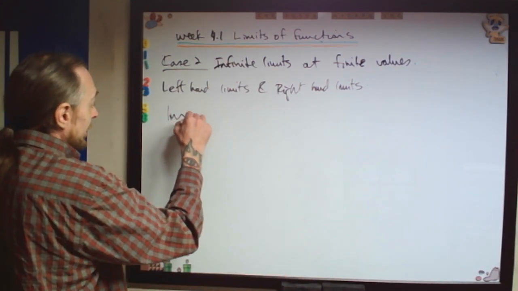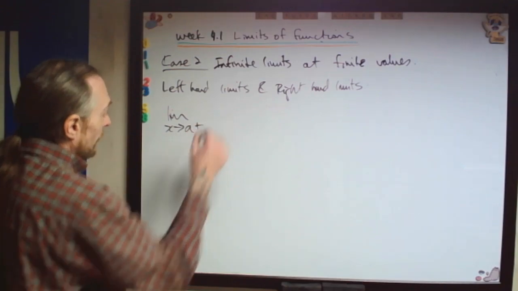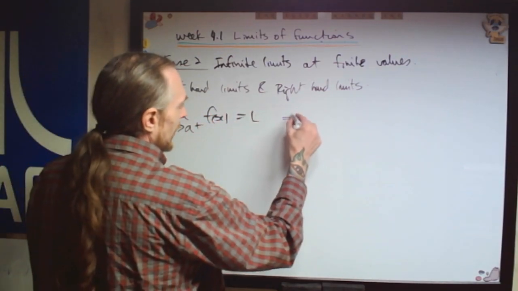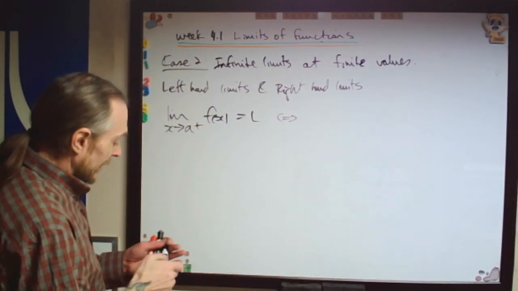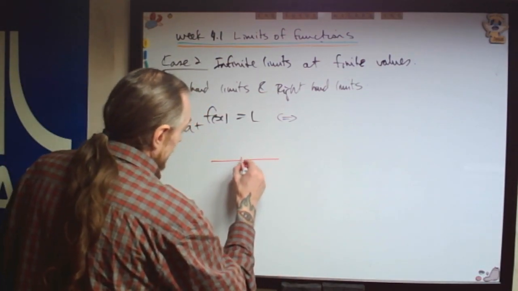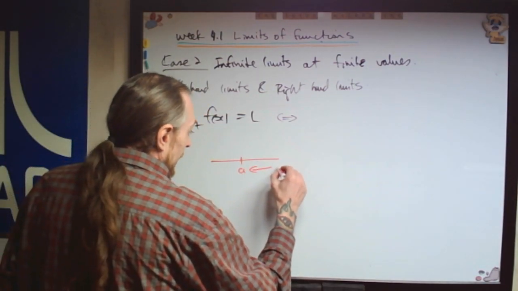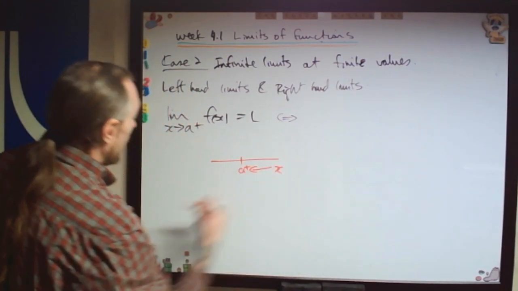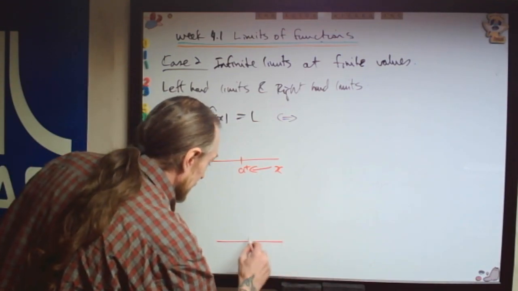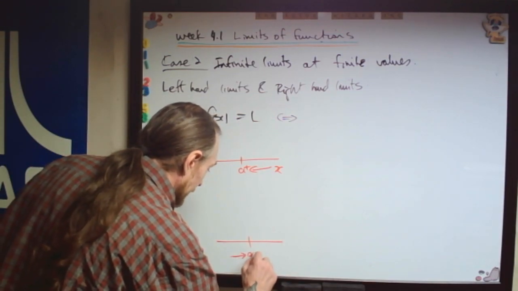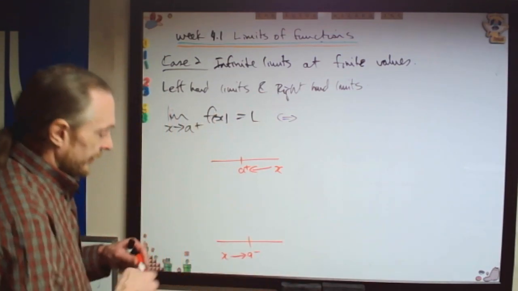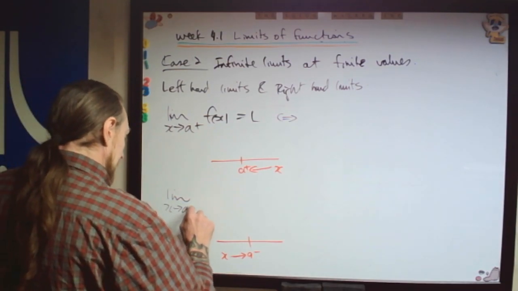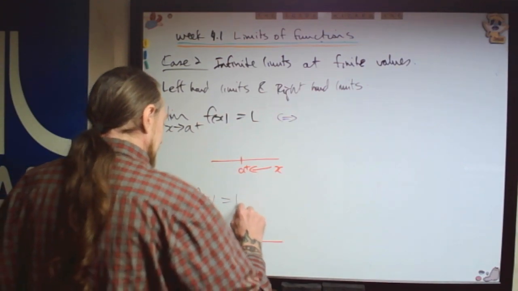We're going to write the limit as x approaches a from above of f of x equals L, if and only if you're now only allowed to approach the a value from above. This is the plus. So we're approaching from above. When we do it the other direction, a will be here, and you're allowed to approach from below. So we'll write negative. This will be the limit as x approaches a from below of f of x equals L.